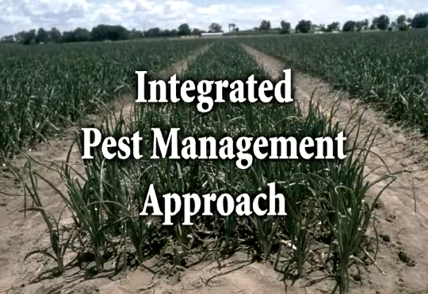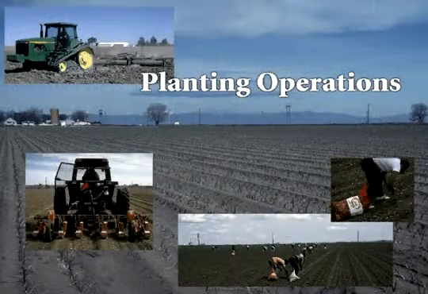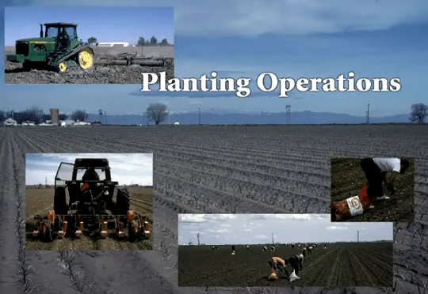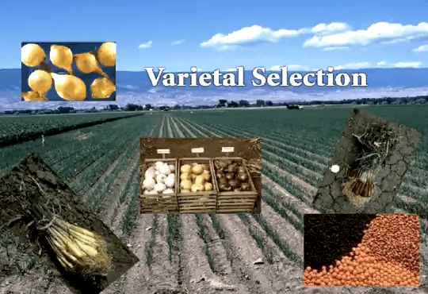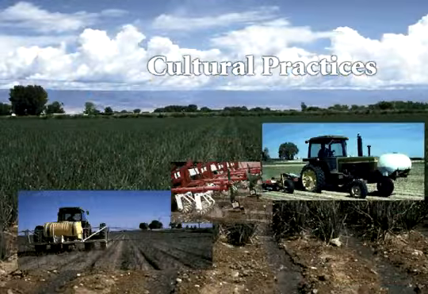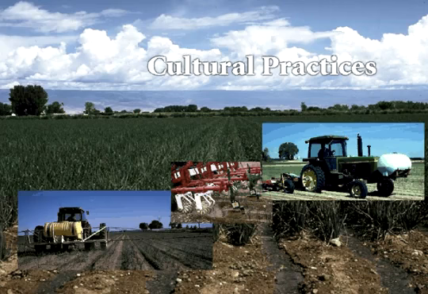In summary, follow sound integrated pest management principles to produce and protect the onion crop. Plant high-quality seed and transplants in well-prepared seedbeds during the appropriate time period for your area. Select productive, adapted varieties that will mature within the normal growing period in the area. Follow a moderate fertility program and timely irrigations as needed by the crop.